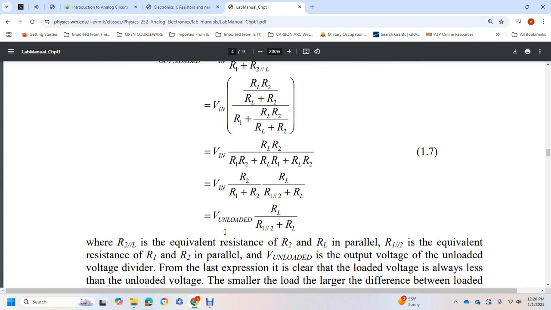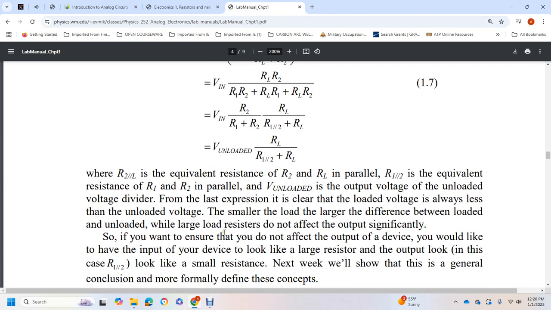When resistor 2 is in parallel with the load, the equivalent resistance of resistor 2 and the load is in series with resistor 1. This gives the output voltage as a function of the unloaded output voltage of the voltage divider. From this last expression, clearly the loaded voltage is always less than the unloaded voltage, and the smaller the load, the larger the difference.